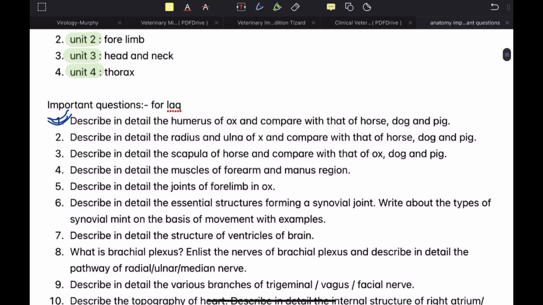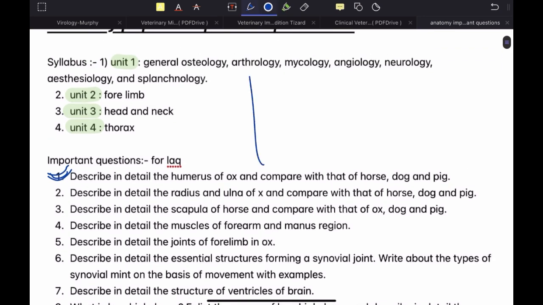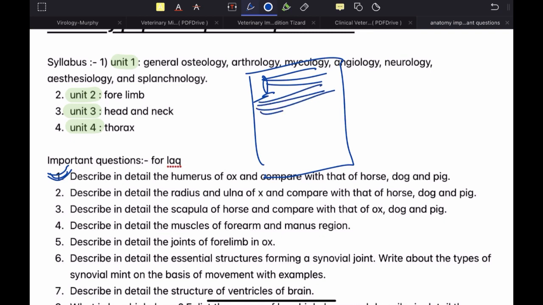You must mention the species, on which side the bone is, and what is the view that you're looking at. If it is lateral, then lateral, medial, then medial. Then compare with that of horse, dog, and pig. So what you will do, again, let us come to this page. We have drawn the diagram, mention the title, then we'll describe the humerus of ox and then we'll come to species differentiation.